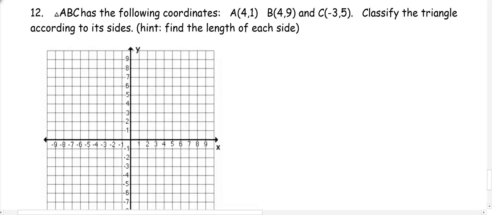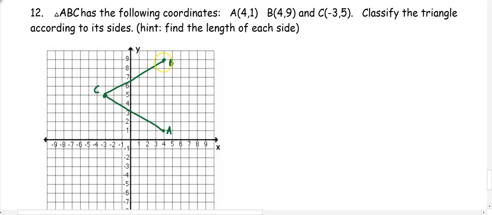So number 12, triangle ABC has the following coordinates. A is 4, 1, B is 4, 9, and C is -3, 5. So we want to find the side measures in order to classify our triangle by its sides.